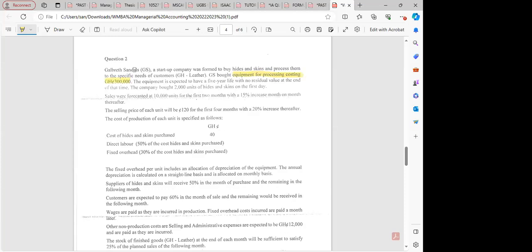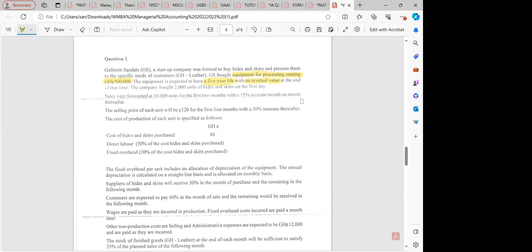The equipment is expected to have a 5-year life. The 5-year life is equally important for depreciation. I'll come back to it. With no residual value. No residual value is also important for depreciation. So all these elements, I've indicated them as relevant for depreciation.